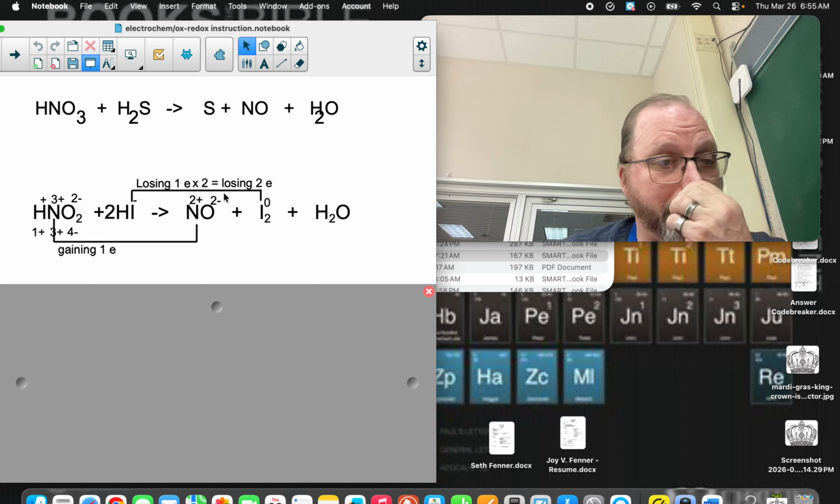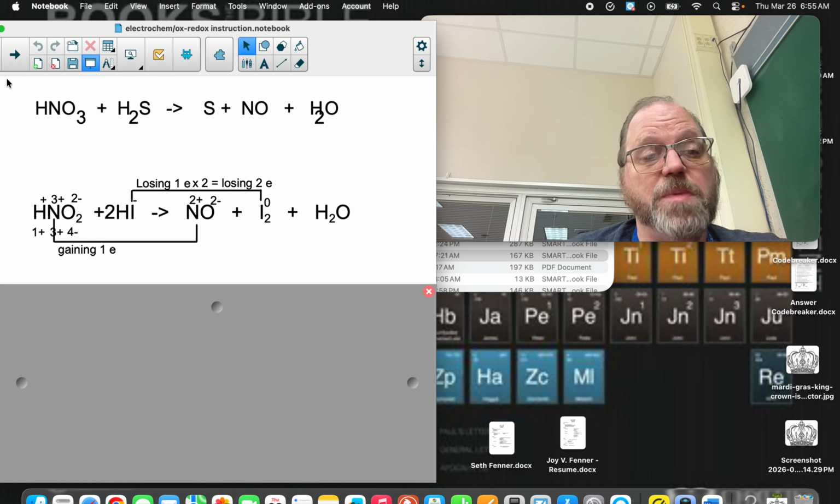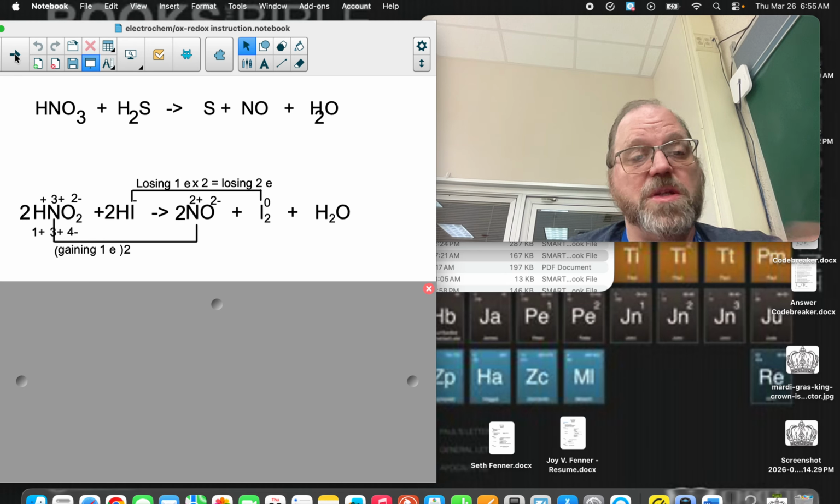I'm actually losing 2 electrons. Now get these equal. What's the least common multiple? 2 and 1, that would be 2. So multiply by bottom line 2, and we'll put that in the problem. So put 2 there and 2 there.